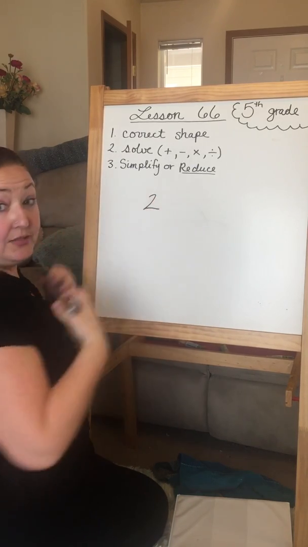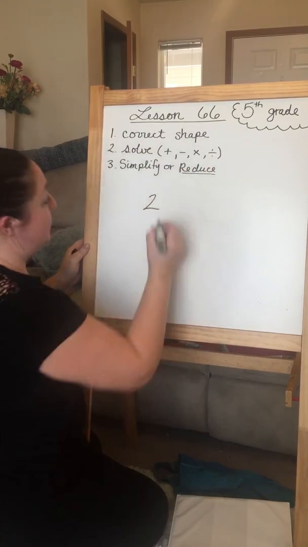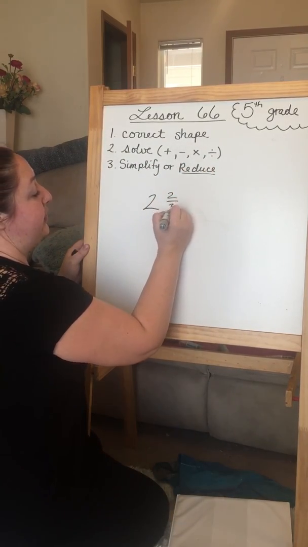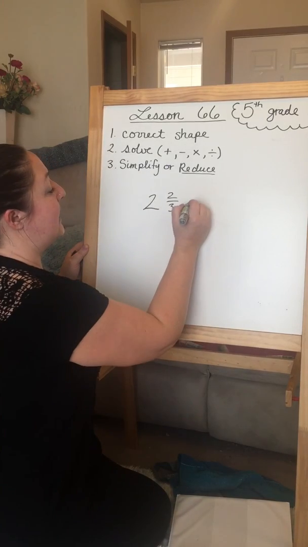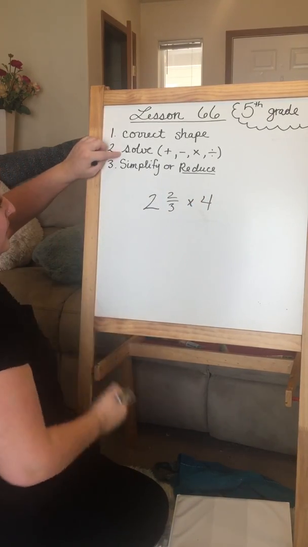So we will start with example 1. Multiply. So now it tells us what operation to do. It says multiply 2 2/3 times 4.